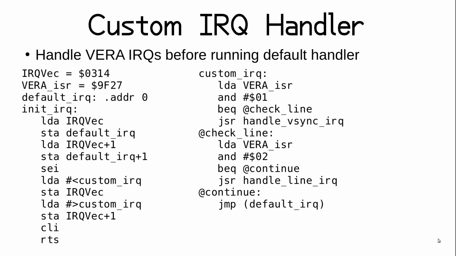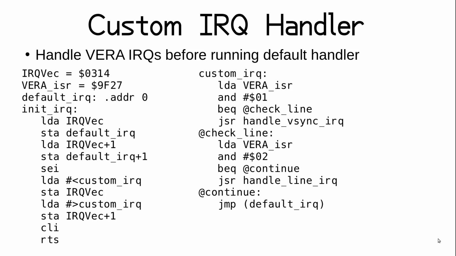We define a subroutine called init IRQ to initialize our own IRQ handling. First, we copy the default IRQ handler address from the RAM vector to default IRQ. Then we disable IRQs with an SEI. Now it's safe to overwrite the RAM vector with the address of our own handler that we'll call custom IRQ. Then we re-enable IRQs with a CLI and return.